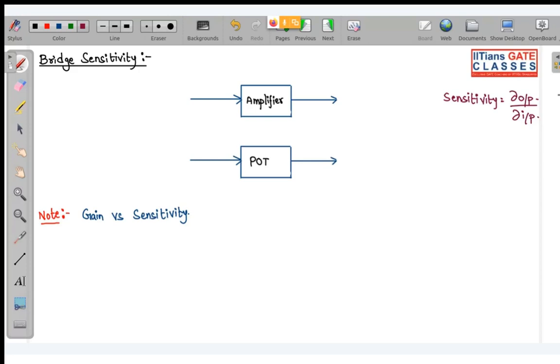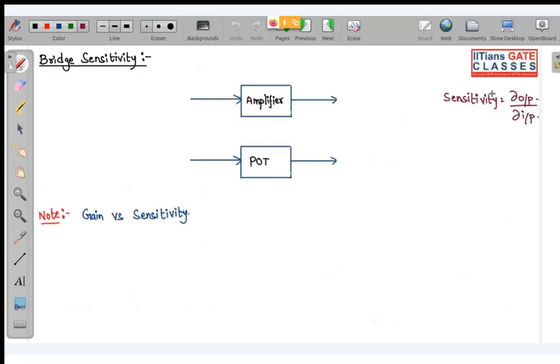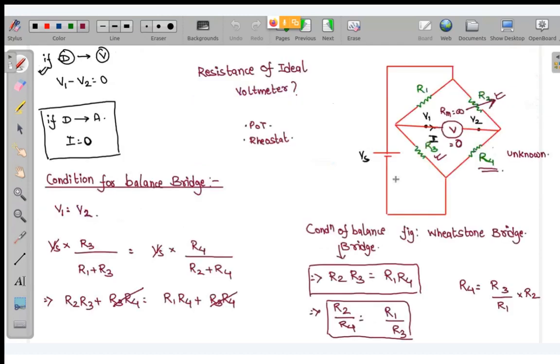Now what is the bridge sensitivity at this particular point? For this particular bridge, the output is the voltage of this voltmeter, and the input is the change in the resistance. There are different bridge sensitivity parameters, which we are going to see. Bridge sensitivity can be defined in different ways. If this is a voltmeter, we have voltage sensitivity. If this is an ammeter, we have current sensitivity of the bridge.